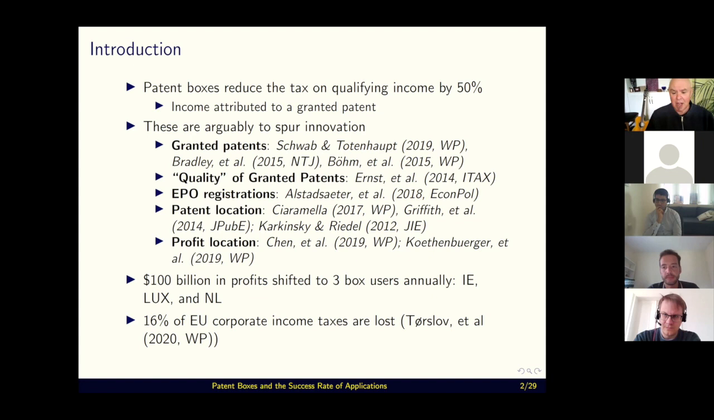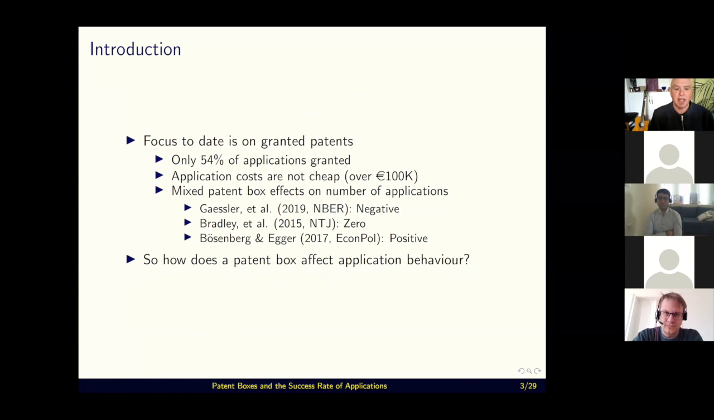And so, you know, this profit shifting is actually kind of a big deal. If you look at the data from Tørsløv, Wier, and Zucman, they find that about $100 billion in global profits are shifted every year to three countries: Ireland, Luxembourg, and the Netherlands. All of them use patent boxes. And how much are we losing in terms of tax revenue? They come up with about 16%. So these patent boxes may well increase innovation, but they are definitely also manipulating the amount of revenues and where profits are showing up. And that has some cost to it. And so what we really need to do is get a sense of, okay, what is happening with the innovation side of it, the benefit of this policy, and how does that compare to these costs? So the focus in the literature to date is on the number of patents.